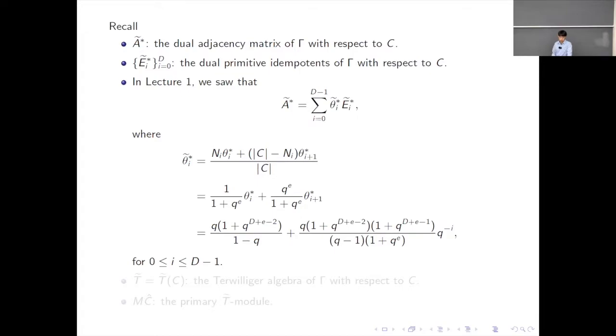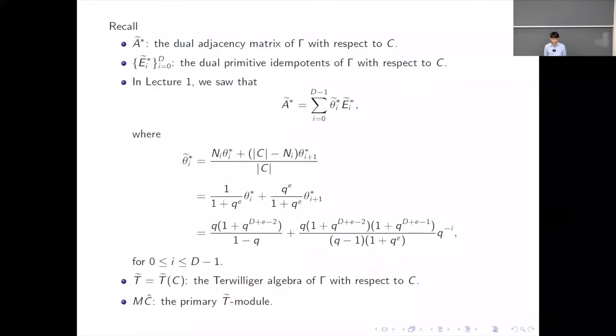So again, theta i star tilde is expressed as some scalar plus some scalar times q to the minus i power. And of course, we can define the total Leonard algebra with respect to C, and also a primary T tilde module, MC hat. Everything we already discussed in lecture 1 and lecture 2.